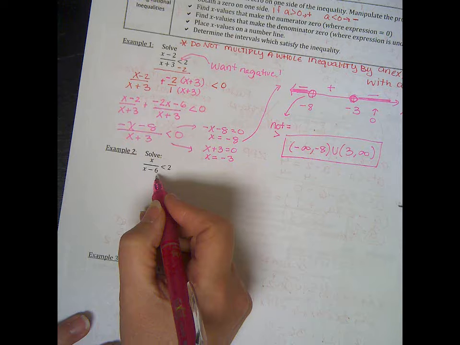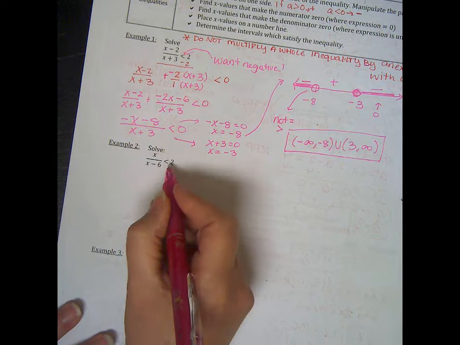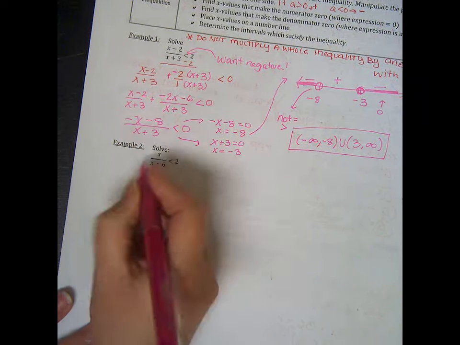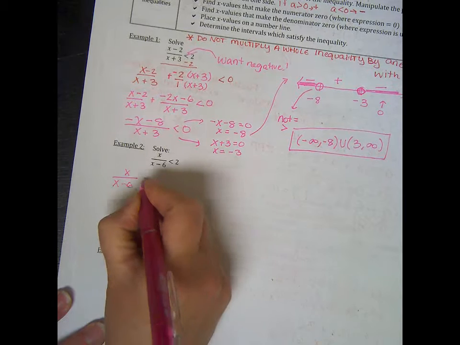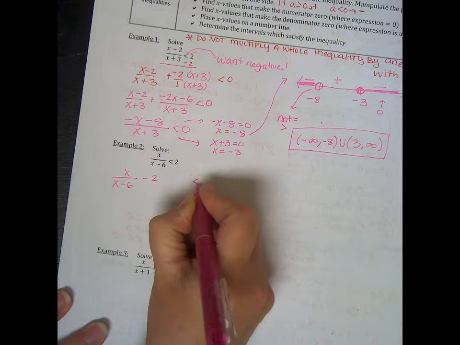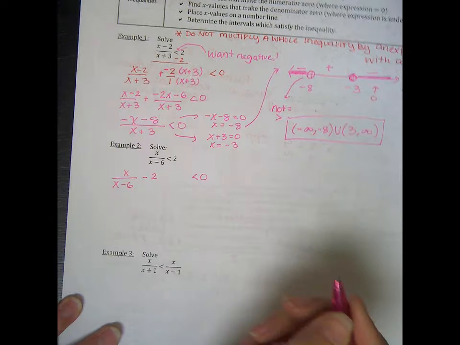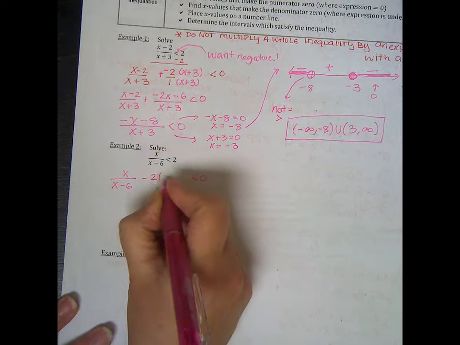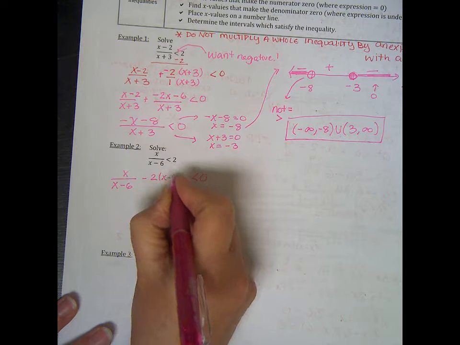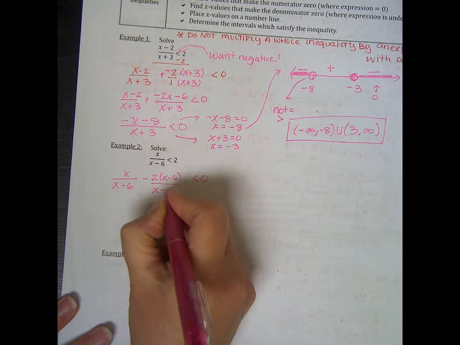Okay, example 2. First thing, we want to get everything on one side, so we're going to subtract the 2 over. x over x minus 6 minus 2 is less than 0. Notice I'm leaving a little space. I need to get a common denominator, so I'm going to multiply the 2 by x minus 6 on the top and the bottom of this new fraction.